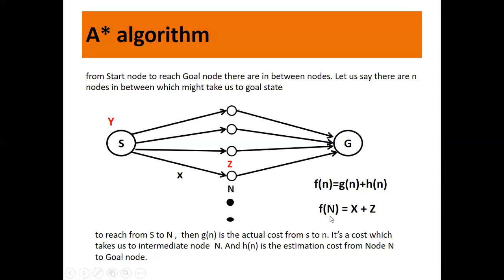So this is what your f(n) will give, actual cost and the estimated cost. I'm sure, the estimated cost to reach the goal state, not the next state, to reach the goal state. I'm sure this explanation is clear, then we'll take an example so it will be still more clear. So let us go through an example.